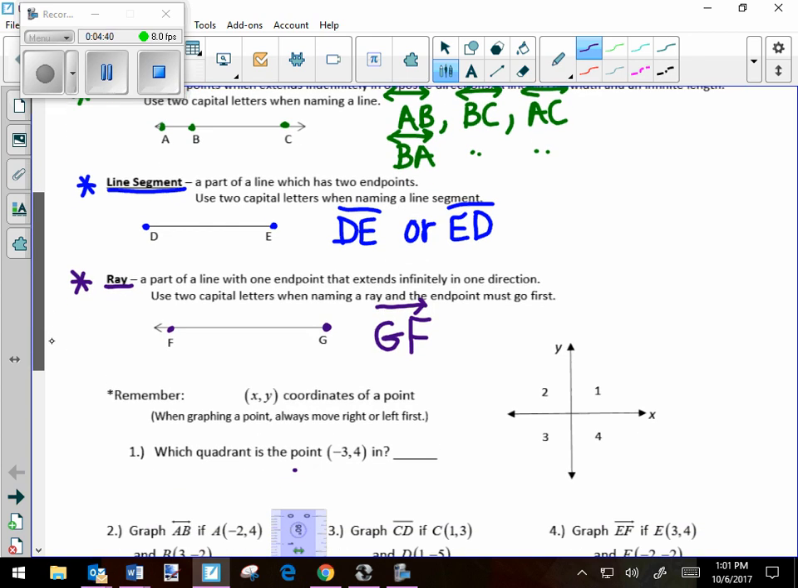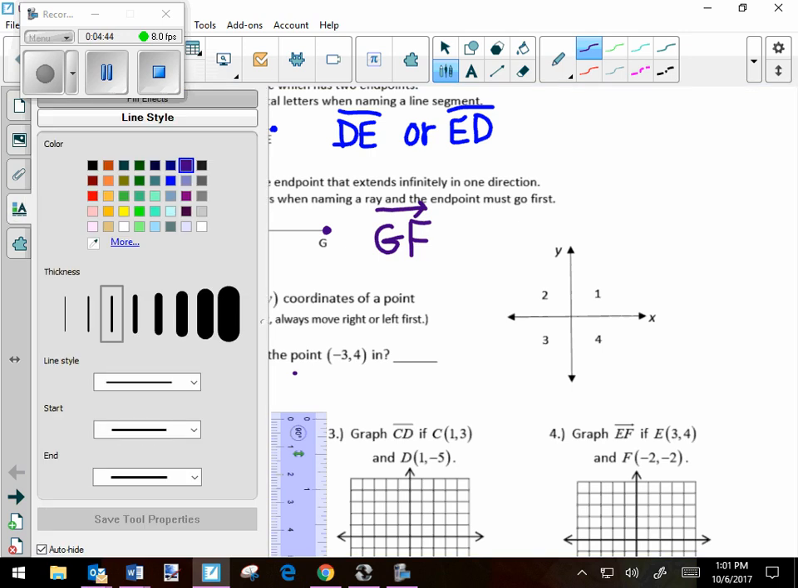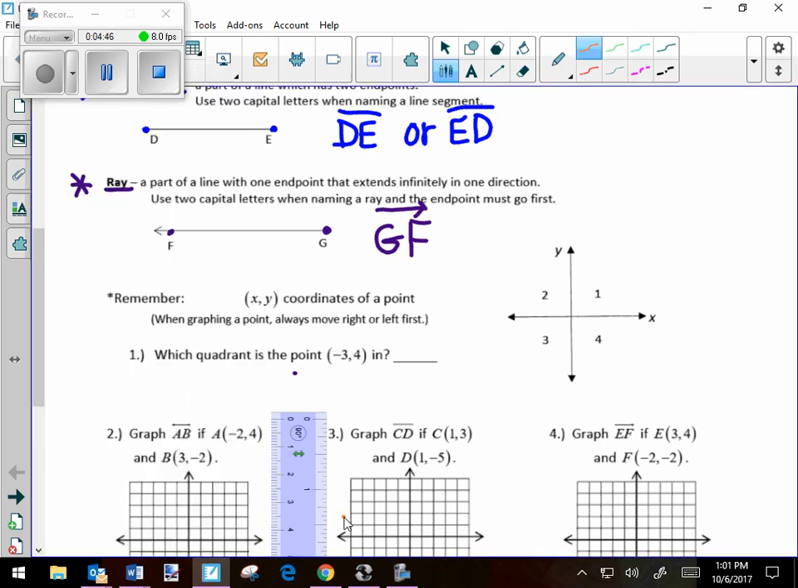Quick little reminder of some things that you're supposed to know. If you are given the coordinates of a point, and they're in this form, in parentheses, as most points are, you are supposed to know that the first coordinate is the x-coordinate, and it tells you how you move left or right. The second one is the y-coordinate, and it tells you how you move up or down. So when you graph, you always move from 0, 0, the direction it tells you.